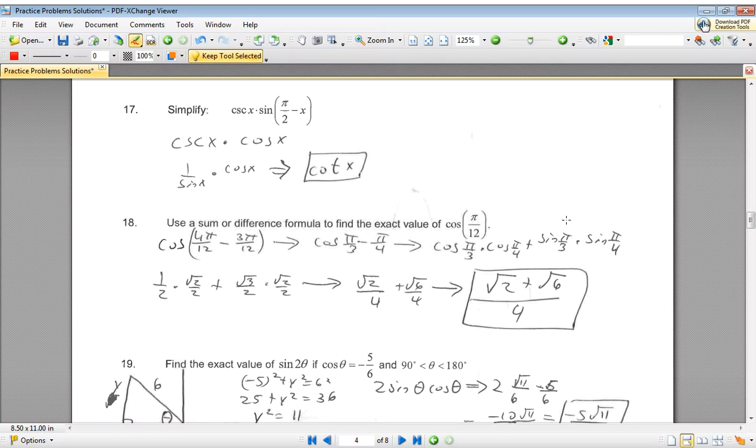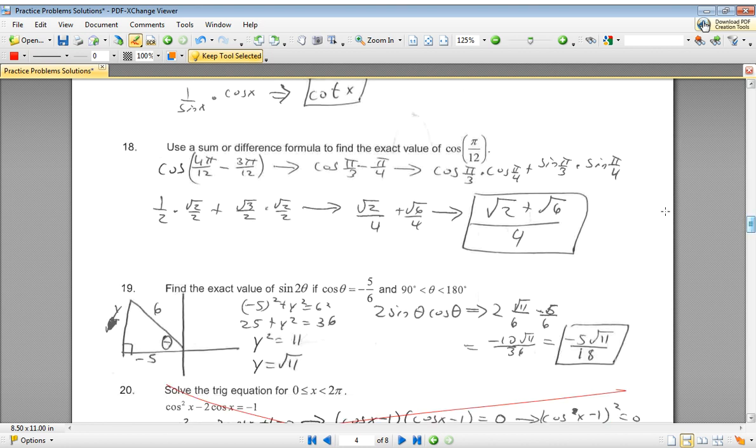Okay, starting at 17, simplify, and this is an attempt at a multiple choice verification problem. So cosecant, turn it into sine or cosine. Well, that would be 1 over sine. Sine, there's a couple different ways you could go about this. You could use the difference formula, or you could see that this is equal to cosine. That is also on your identity sheet. Either way, it does simplify to cotangent.